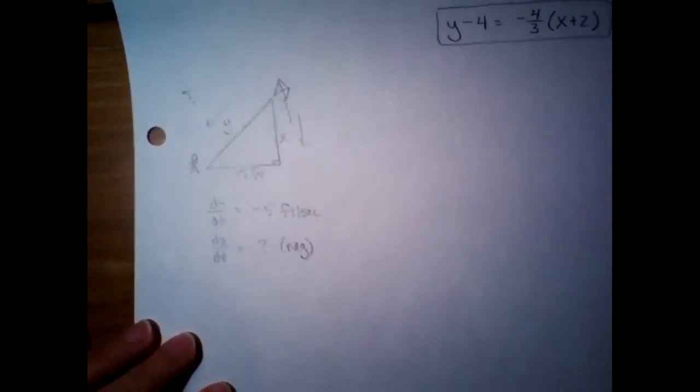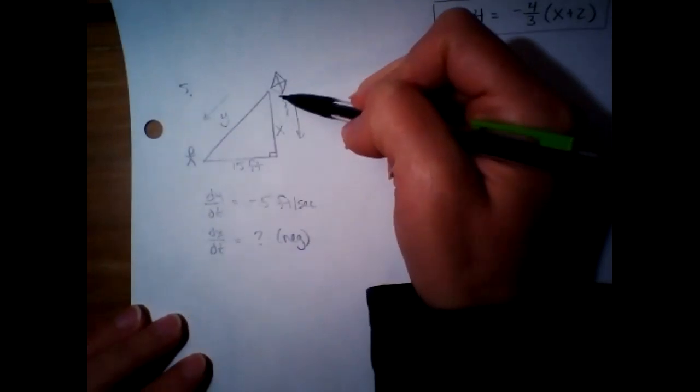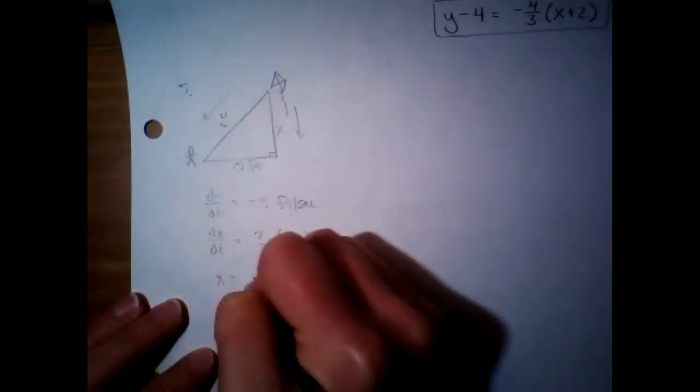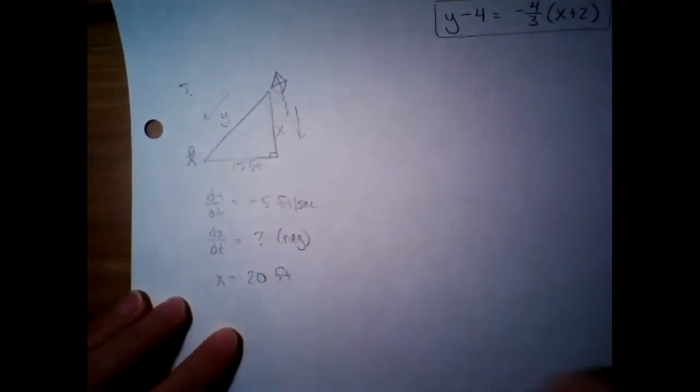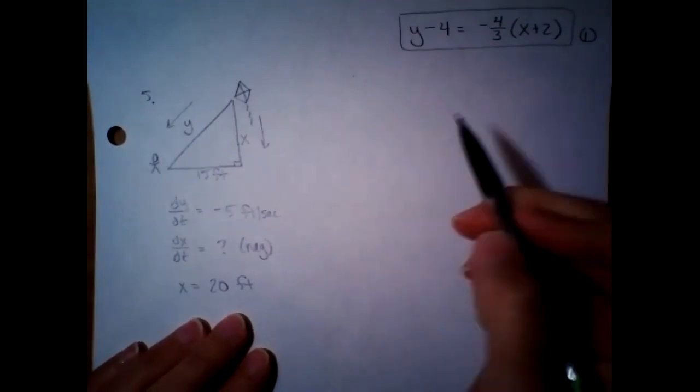All right, now we have to pause. Everything's moving, so we have to pause at a certain moment, and it says when it is 20 feet off the ground. So that would be when this x distance is 20 feet. So at that particular moment is when we're talking about. So that's all the information from the problem.